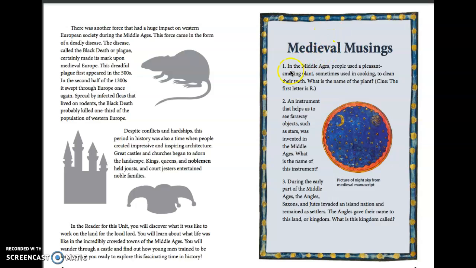Medieval musings. 1. In the Middle Ages, people used a pleasant-smelling plant, sometimes used in cooking, to clean their teeth. What's the name of the plant? Clue, the first letter is R. 2. An instrument that helps us see faraway objects, such as stars, was invented in the Middle Ages. What was the name of this instrument?